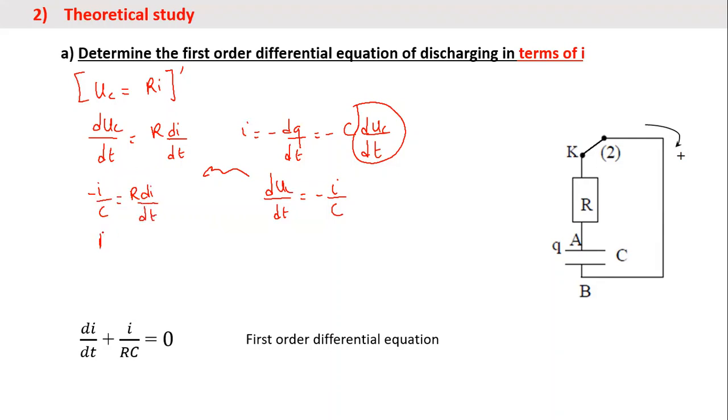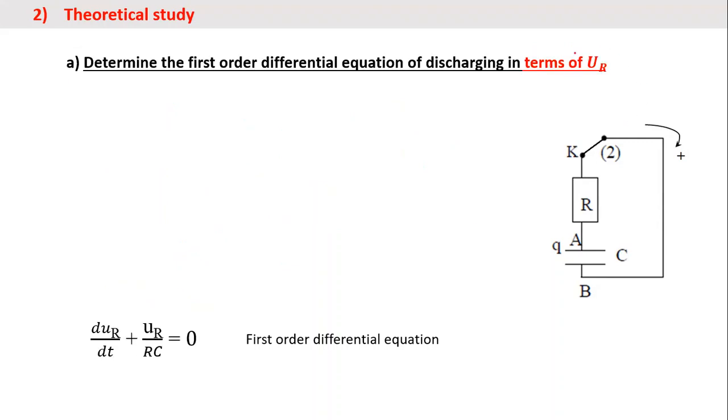And then we continue, bring it to the other side. And then we can divide by R. So we'll get di by dt plus I over RC equals 0. This is in terms of I.